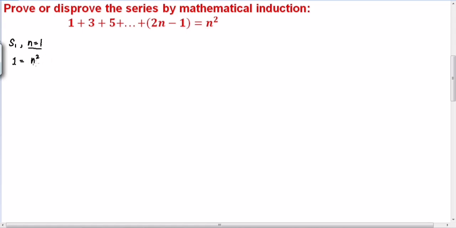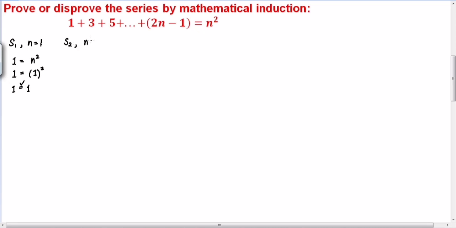Okay? Tapos, yung n, papalitan nyo ng 1. So, 1 daw is equal to 1 raised to 2. Pag pinalitan natin ng 1. So, 1 squared is 1. So, para sa S sub 1, true siya. Okay? Next one, i-prove naman natin with the use of S sub 2.